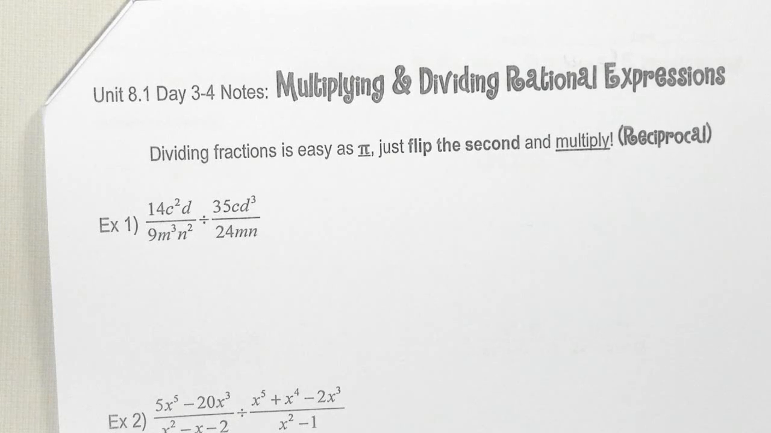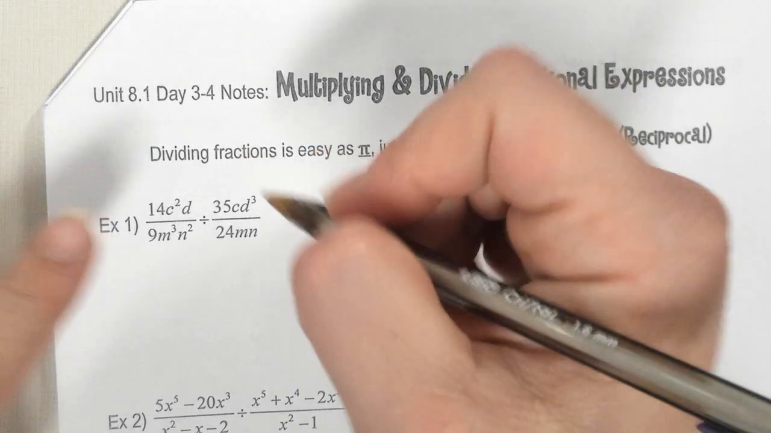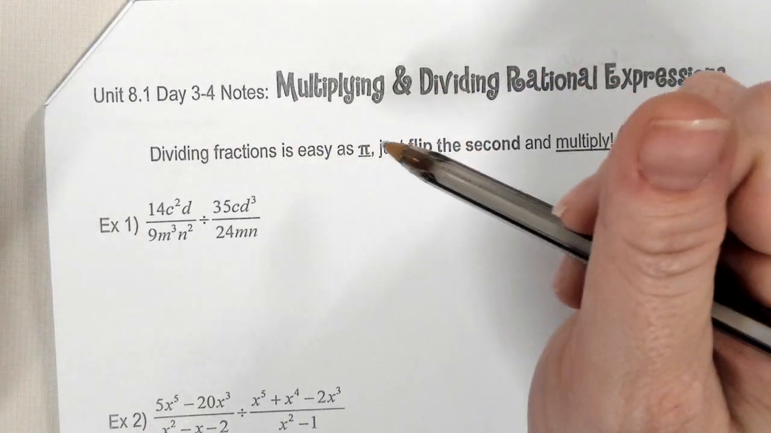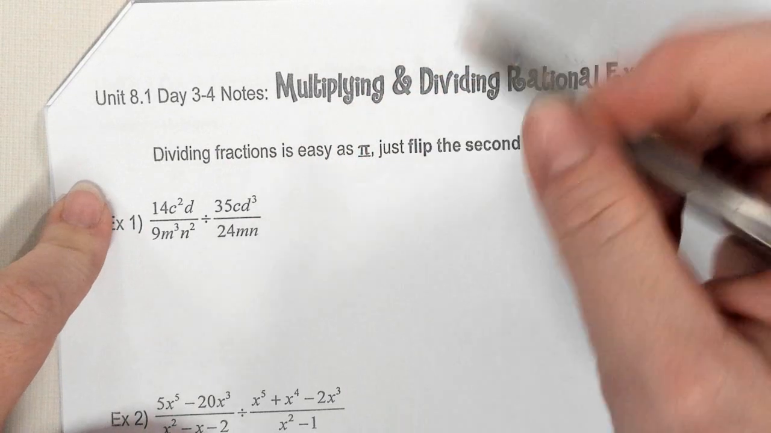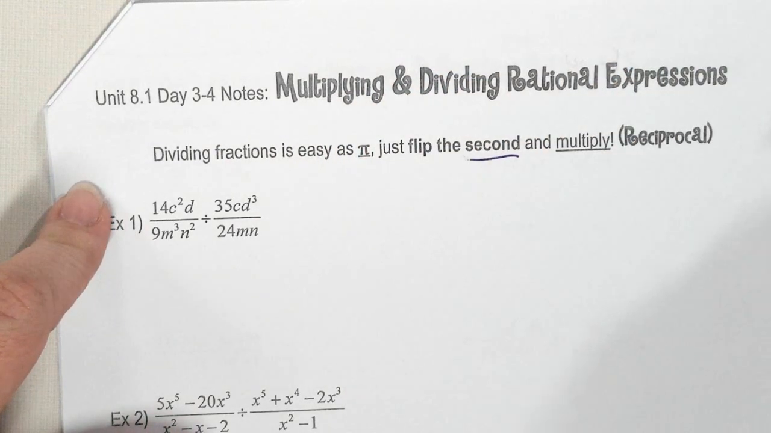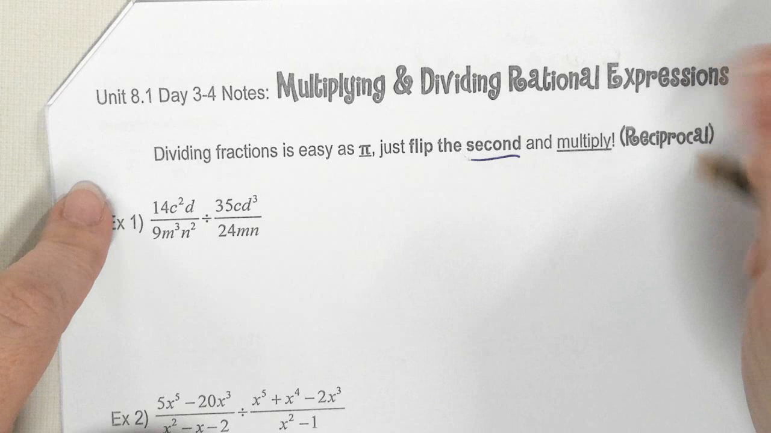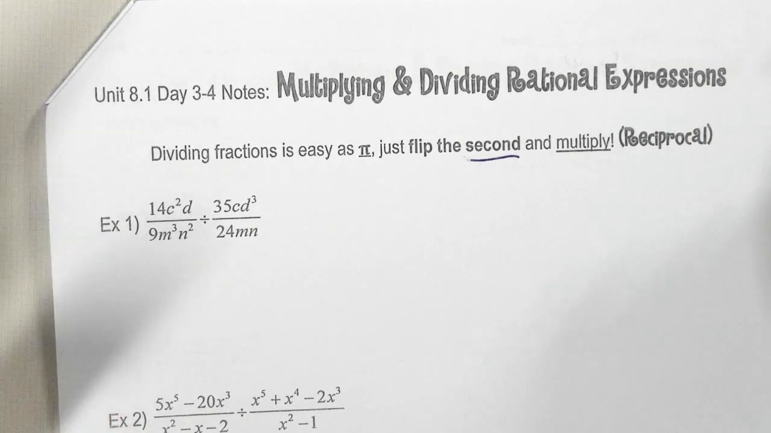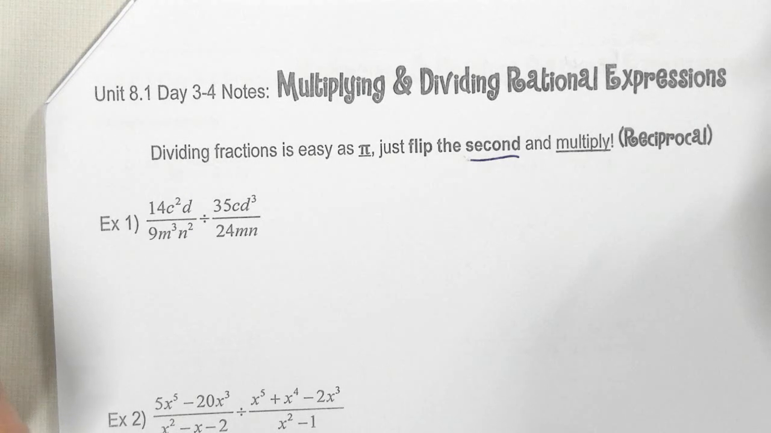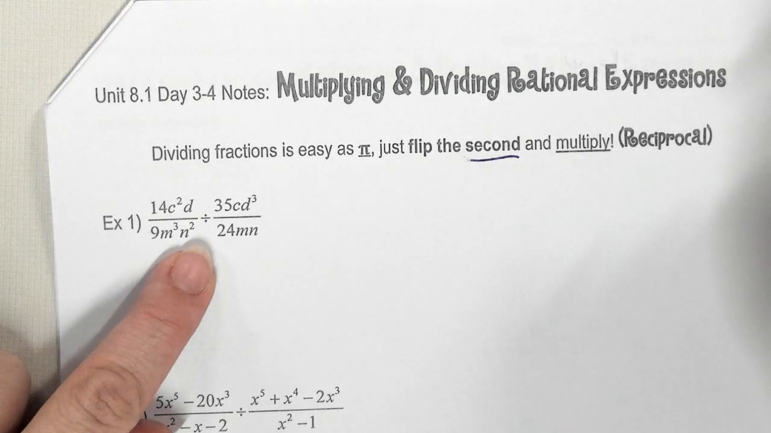Okay, today we're multiplying and dividing rational expressions. So, I know this is super corny, y'all, so bear with me as I read this out loud. It says, dividing fractions as easy as pi, just flip the second and multiply. Okay, super corny, but you love it. It's just your reciprocal. When you flip a fraction, that's your reciprocal, yes? So, don't let division scare you.